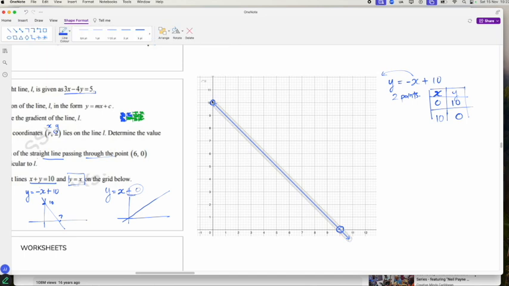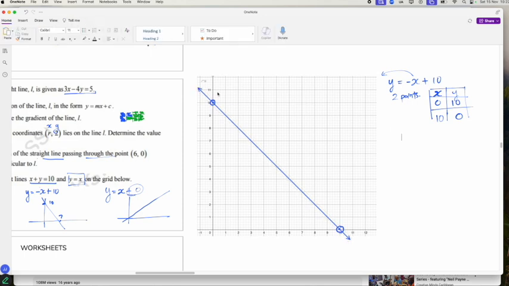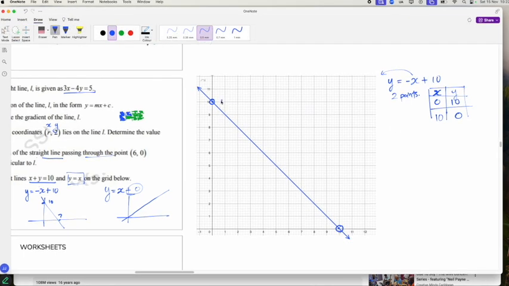And you notice I do have the arrows on either side showing it goes to infinity in both directions. And this here is the line y is equal to negative x plus 10.